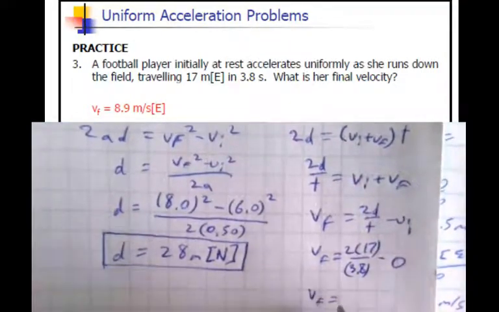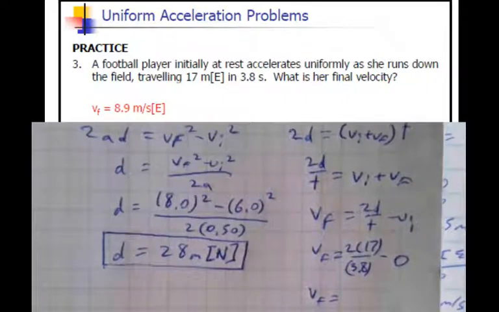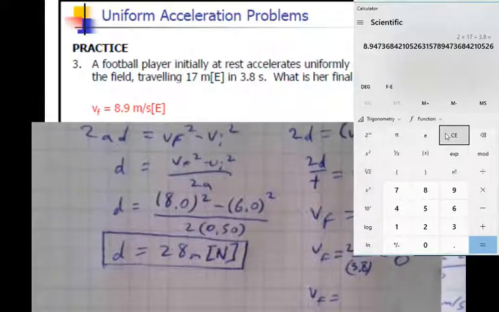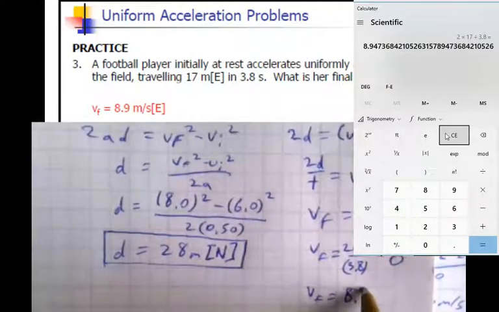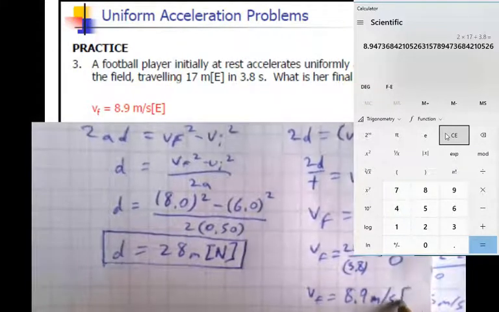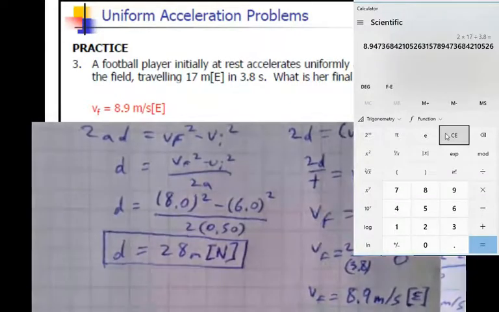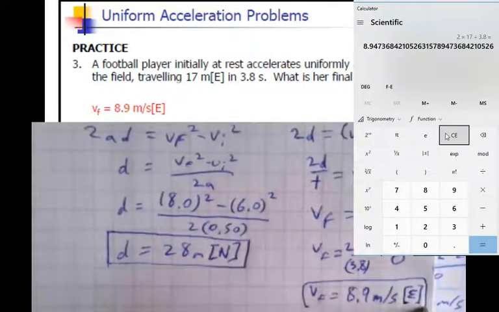So I have Vf equals, let's turn on the calculator, 2 times 17 divided by 3.8. We have 8.95, but we'll just write down 8.9 meters per second east. And I'll box that solution.